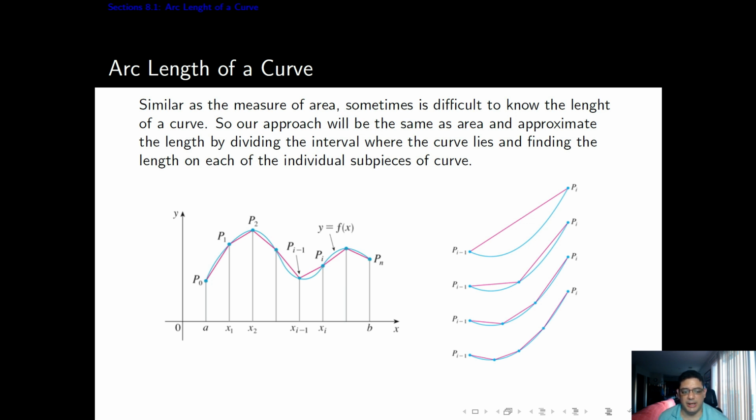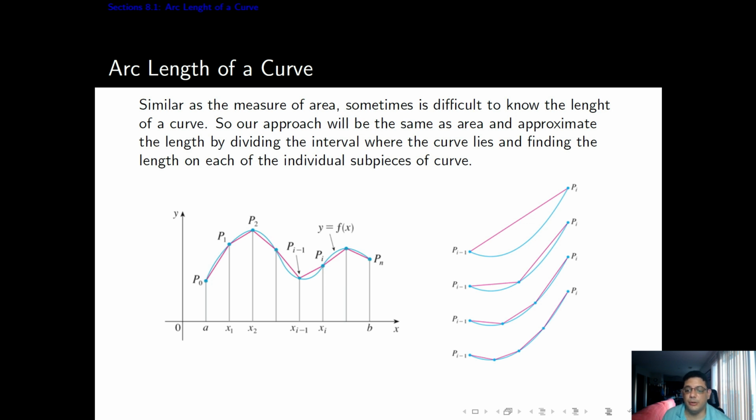Now, once we have all the sub-intervals, we can go ahead and just calculate the length of the line P0 to P1. That is going to approximate one piece, then P1 to P2 is going to approximate the next piece, P2 to P3, and so on and so forth. Each of the pieces of the line is going to approximate the length of the curve.